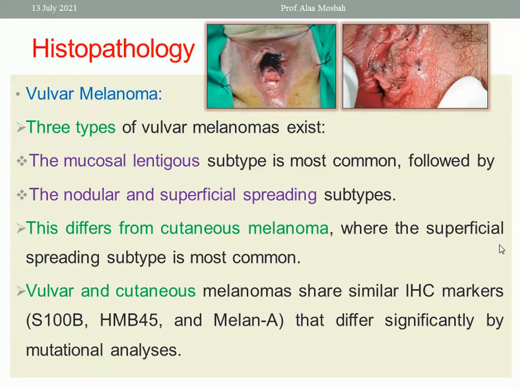What about vulvar melanoma? We have three types: the mucosal lentiginous subtype, which is the commonest, followed by nodular and superficial spreading subtypes. This differs from cutaneous melanoma, where the superficial spreading subtype is the most common. But in vulval melanoma, the mucosal lentiginous subtype is the most common. Vulval and cutaneous melanoma share similar immunohistochemistry markers, like S100B, HMB45, and Melan-A, but differ significantly by mutational analysis.